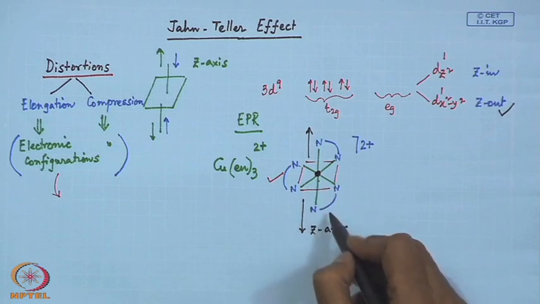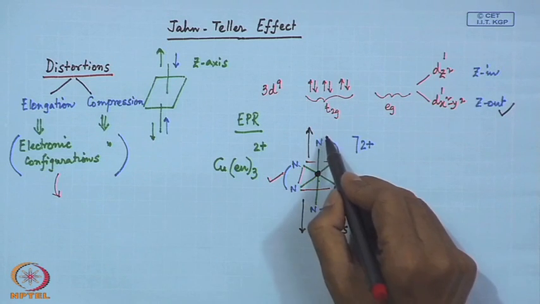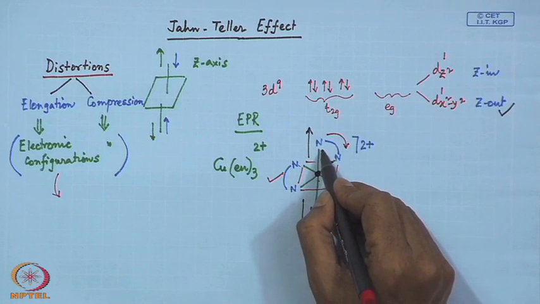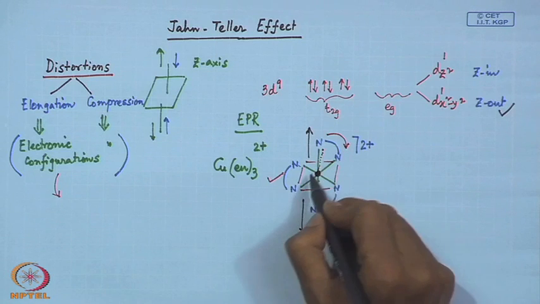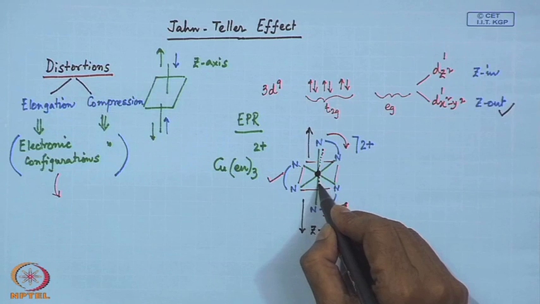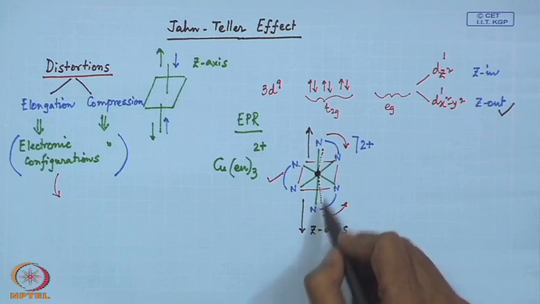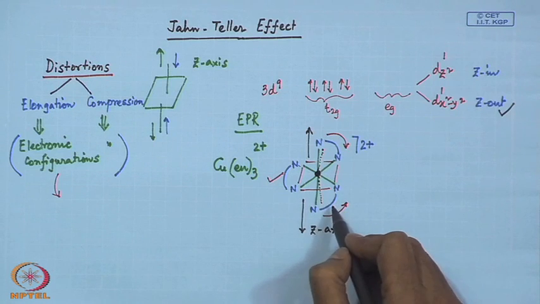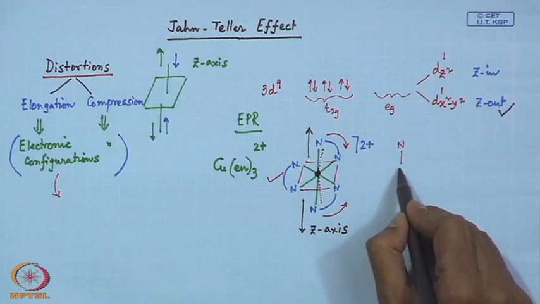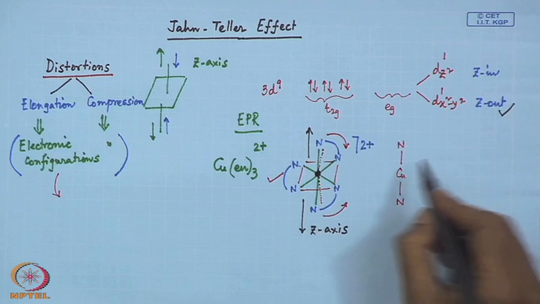As a result, this particular chelate ring will be distorted towards this side and this particular one will be distorted towards this side. That means this bond will go towards this side and this bond will also go towards this side, because it is already chelated, it is not free like free water coordination. So, due to that, basically, this is the nitrogen copper nitrogen axis.